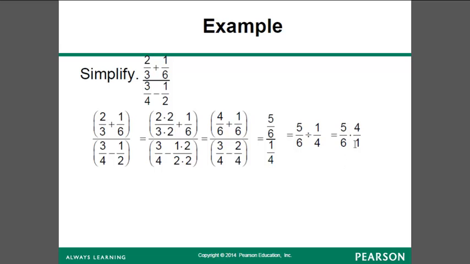Now I simplify and reduce my numbers into their prime factors. 4 is the same thing as 2 times 2. 6 is the same thing as 2 times 3. I can cancel out a set of 2's, and I'm left with 5 times 2, which is 10, over 3.